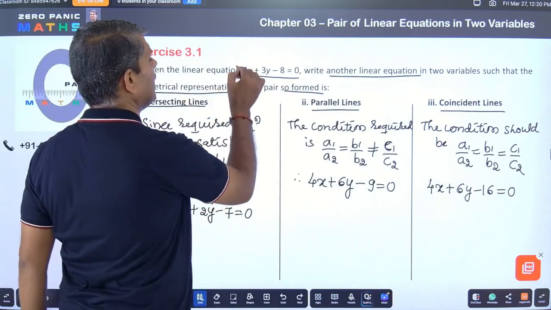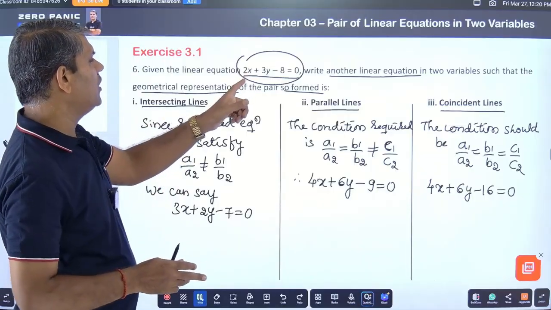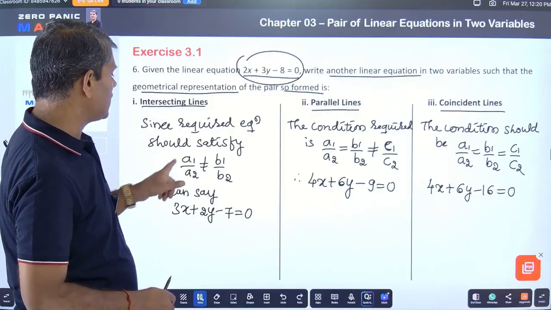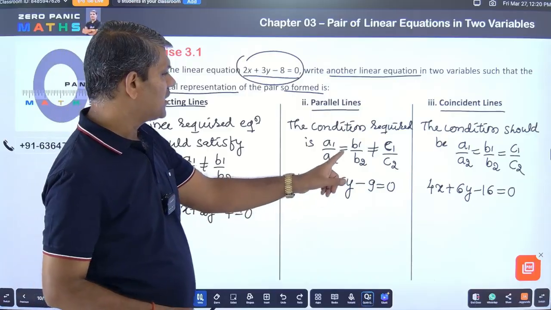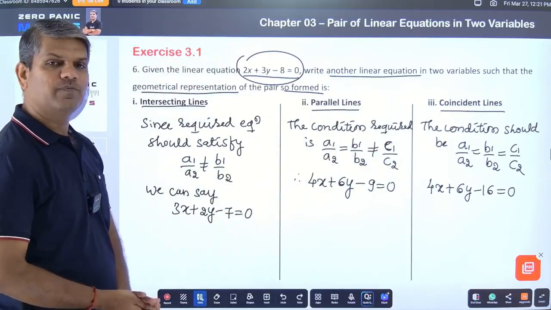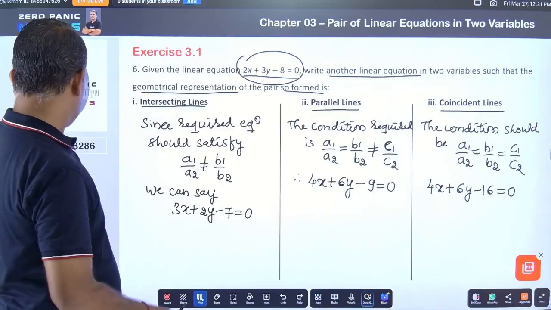with this equation. So this problem is very simple: you need to write one more equation, anything you can write, that satisfies the first condition for intersecting, the second condition for parallel line, and the third condition for coincident line. That's all. Okay, let us move to the next question.